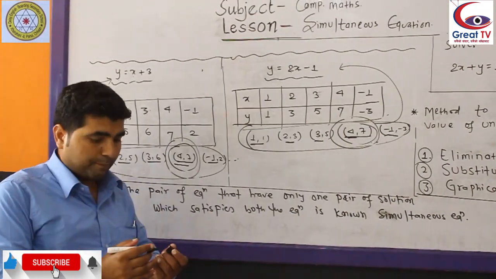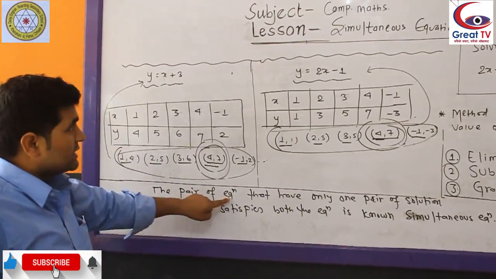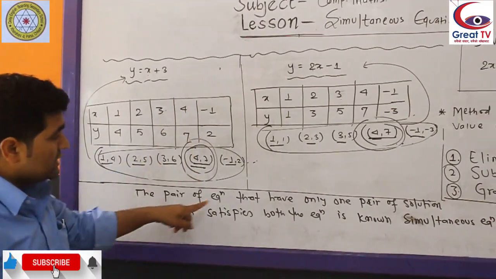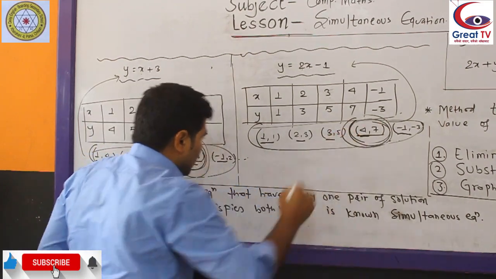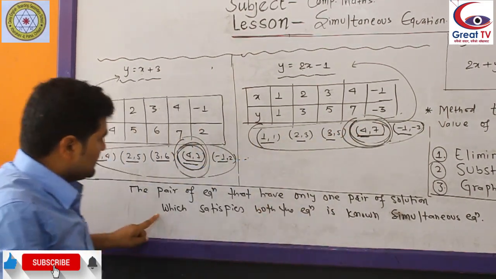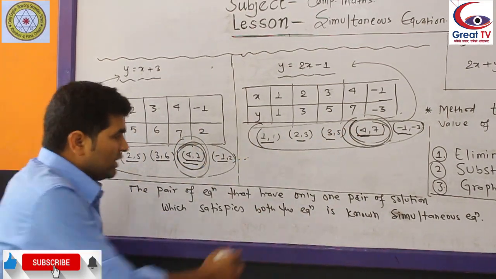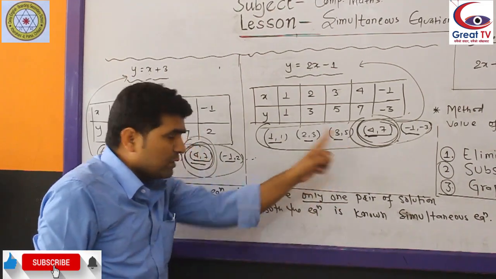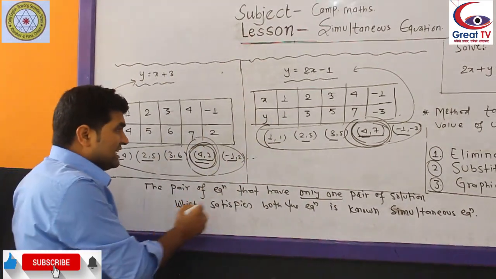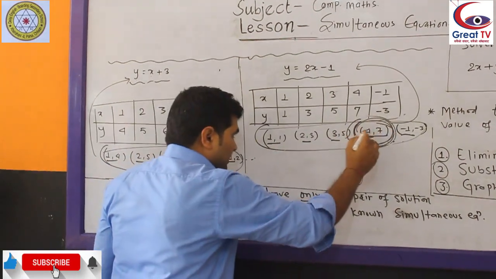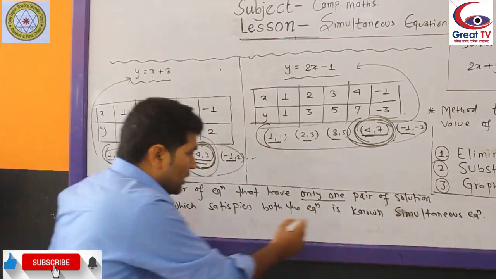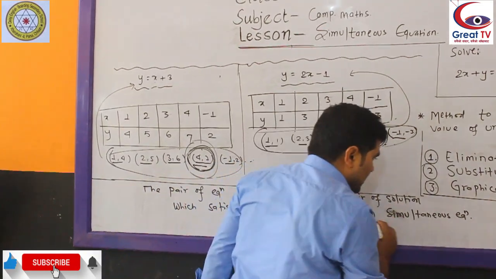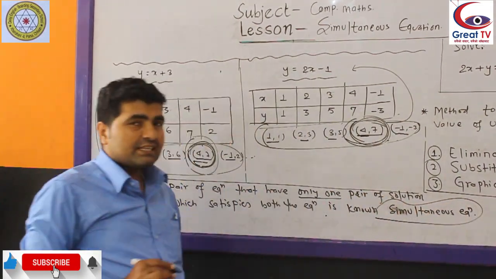Here, these two equations are a pair of equations that have only one pair of solution. Yes, 4, 7. This pair of solution is common. Only one pair of solution. Only one means a common pair of solution which satisfies 4, 7. This common pair of solution satisfies both equations. So both equations are said to be simultaneous equations.